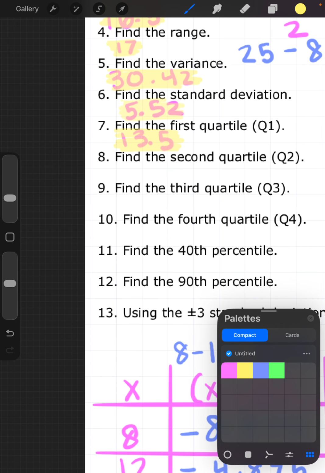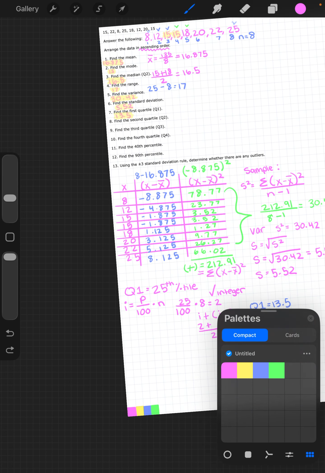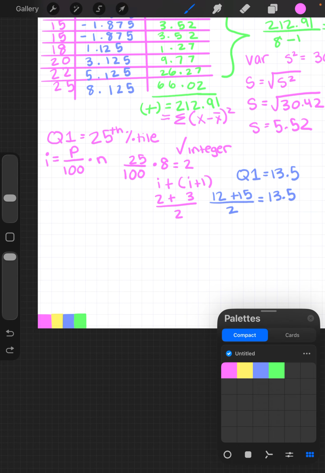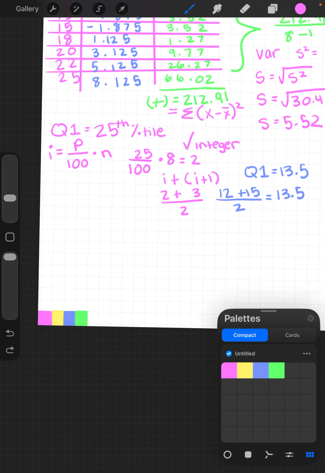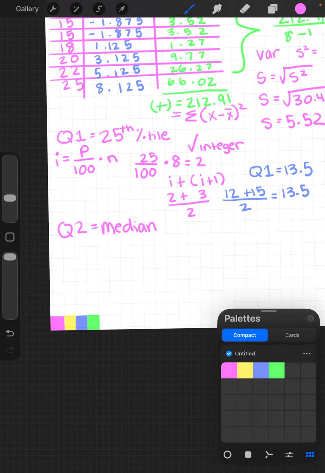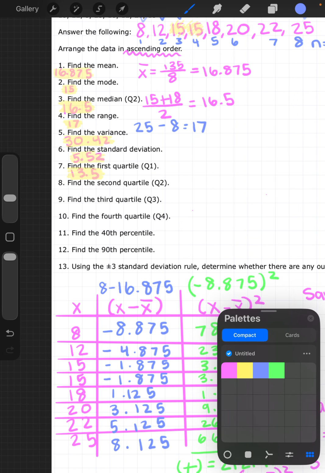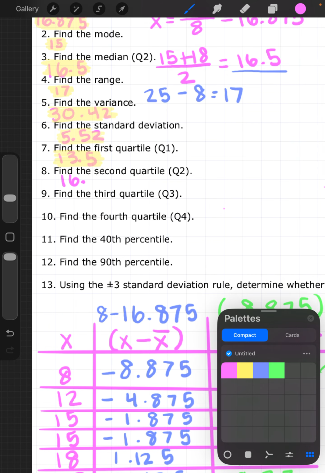And now we're going to look for our second quartile. So our second quartile, we're going to do the same thing, but we're going to change. Wait, actually, the second quartile is our median. So let me write that down. So Q2 is equal to median. And we can just plug that in. Our median was 16.5. So I have 16.5.